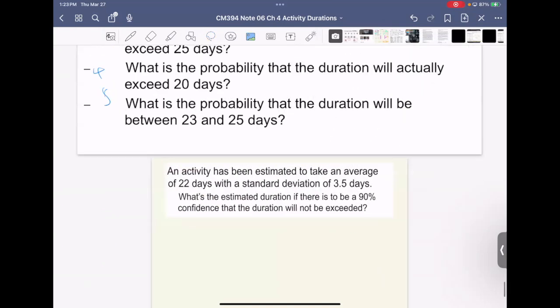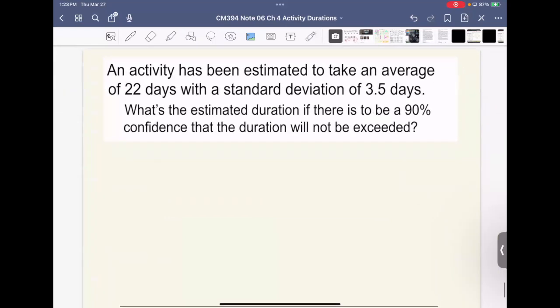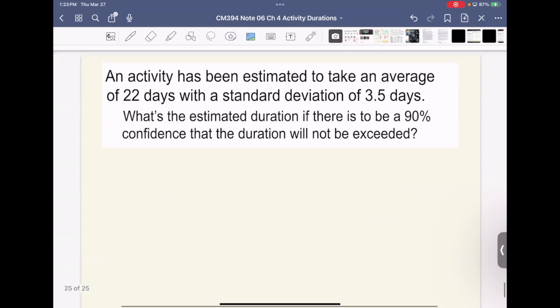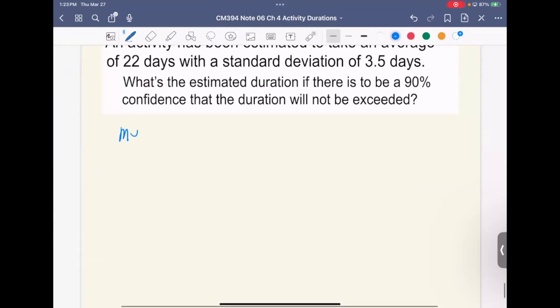Okay. An activity has been estimated to take an average of 22 days. So the 22 is the mean, right? So your mean is 22 days. And then you have your standard deviation. Your standard deviation is how many? 3.5 days, right?